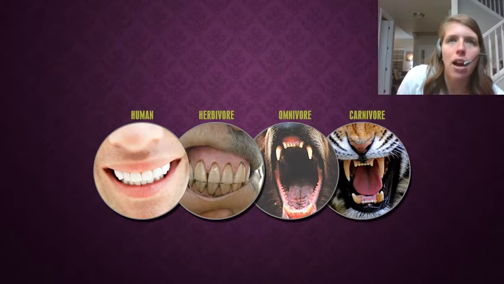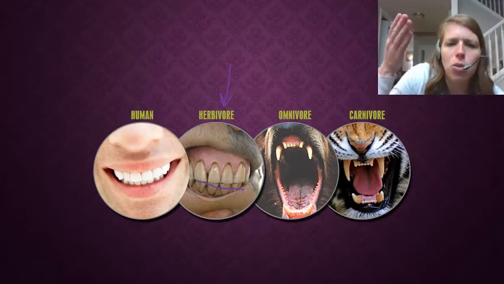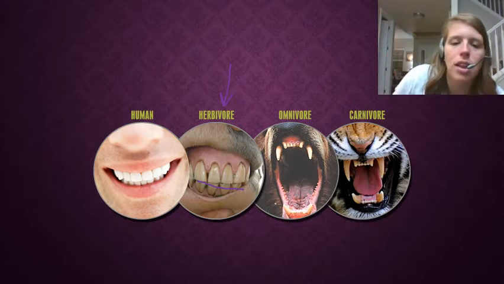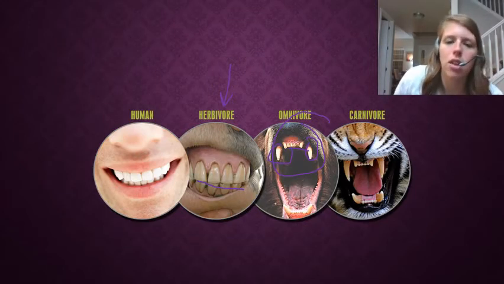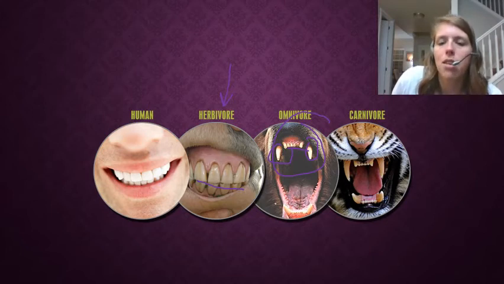So if you look at a nice herbivore's teeth, you'll notice that they're flat and they can grind, because what does an herbivore eat? Well, it's grass and leaves. So it has to be able to grind that grass. An omnivore, you see a mix of both types of teeth. They have some sharp teeth and some more flat teeth, because they'll eat both plants and animals. Then, of course, a carnivore, they have the scary teeth, right?